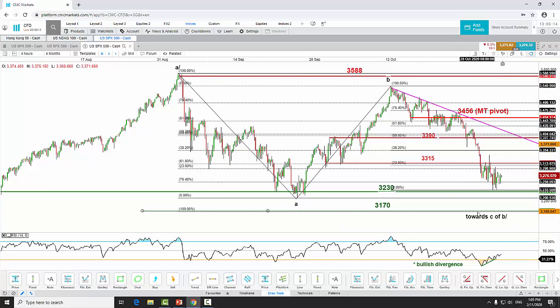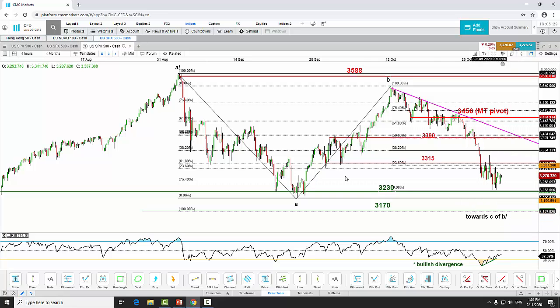So the 3170 level is a pretty interesting level to watch. It also has confluence with the 3130 200-day moving average that was shown on the daily chart. So perhaps once SPX hits this region over here, we may start to see a significant recovery.